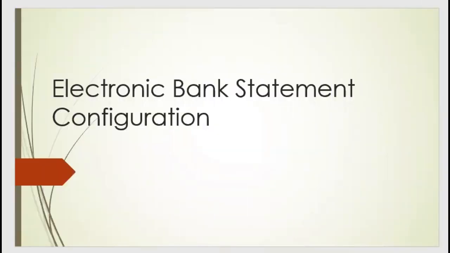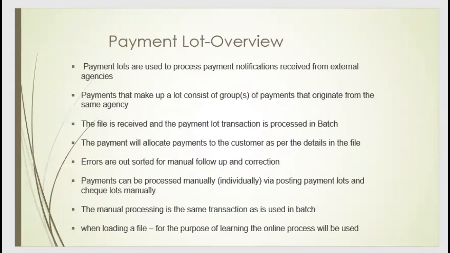Okay. So we discussed how the payment is coming, how we define the GL, and how the posting is happening. And is it possible that the posting will happen automatically, or that the incoming payments will link to the banks? When this question arises, the first step to understand is how the payment is coming, the payment lot overview and other stuff. So a payment lot is a group of payments coming together into the system. So that is the payment lot.